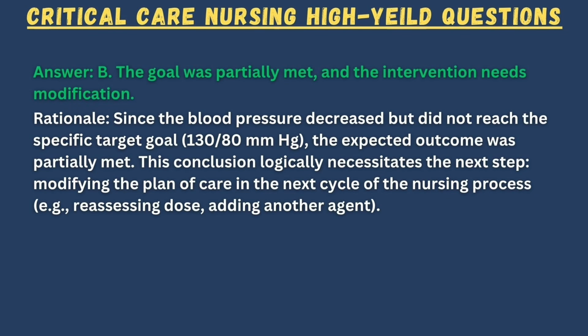Rationale: since the blood pressure decreased but did not reach the specific target goal, 130/80 millimeters of mercury, the expected outcome was partially met. This conclusion logically necessitates the next step: modifying the plan of care in the next cycle of the nursing process, e.g., reassessing dose, adding another agent.